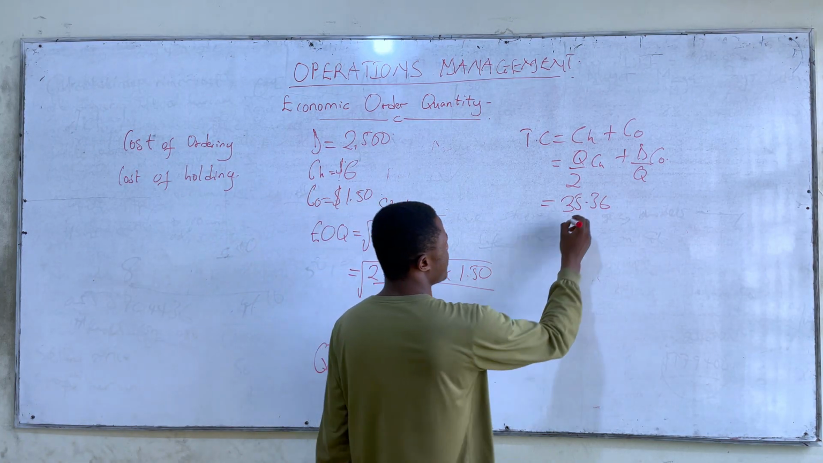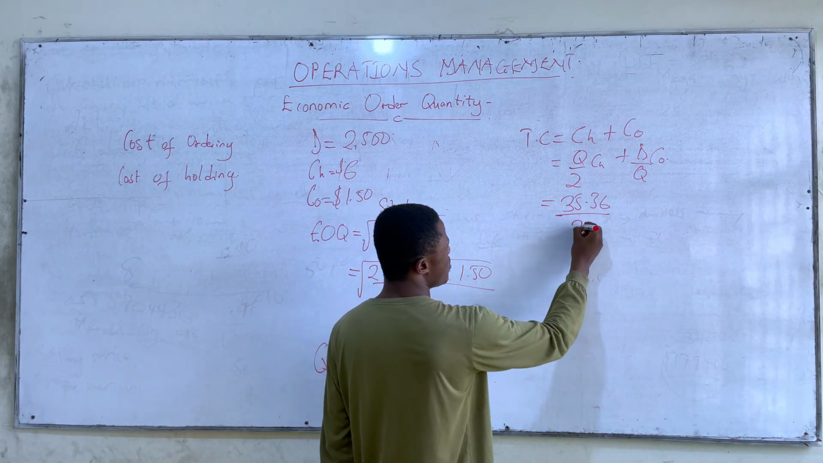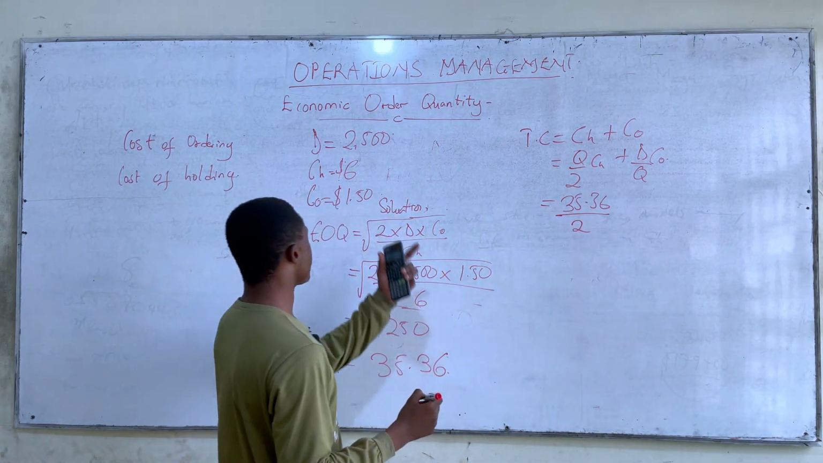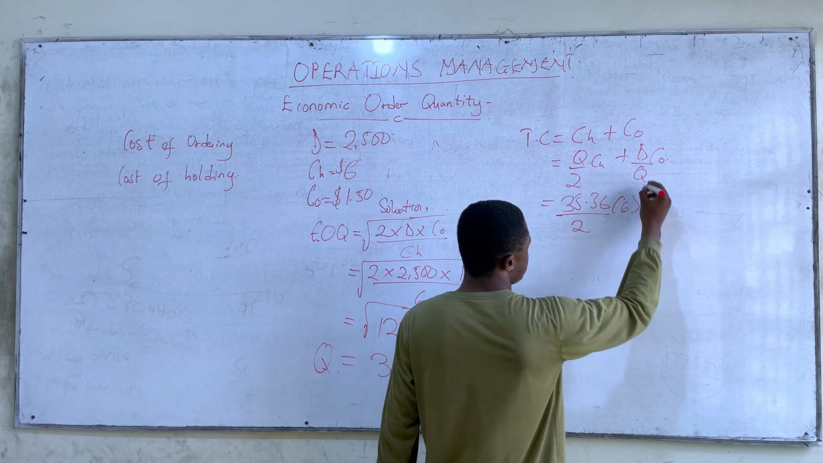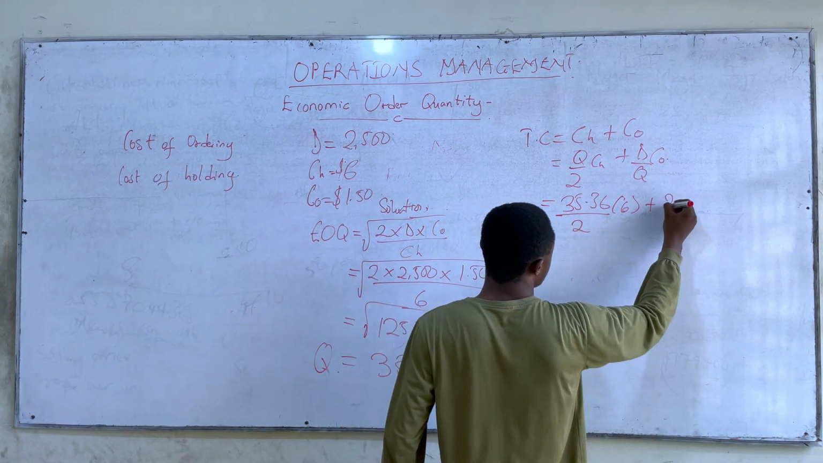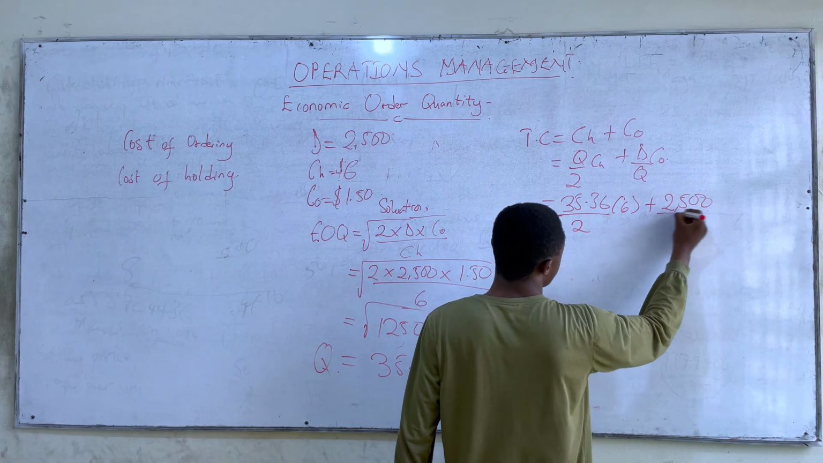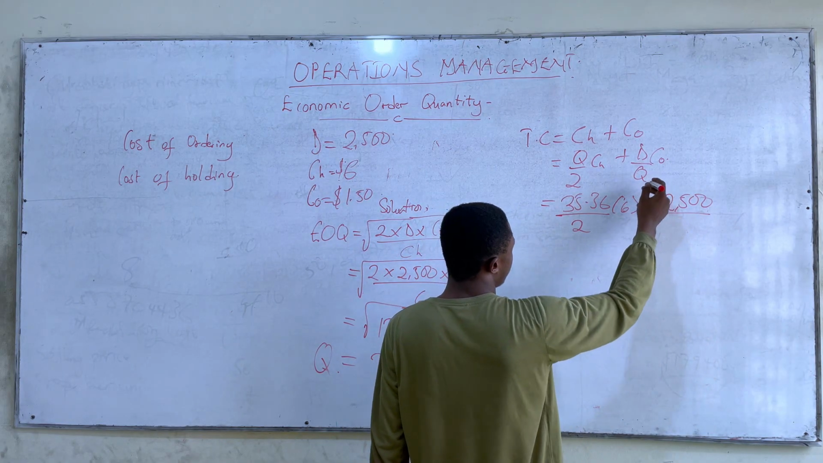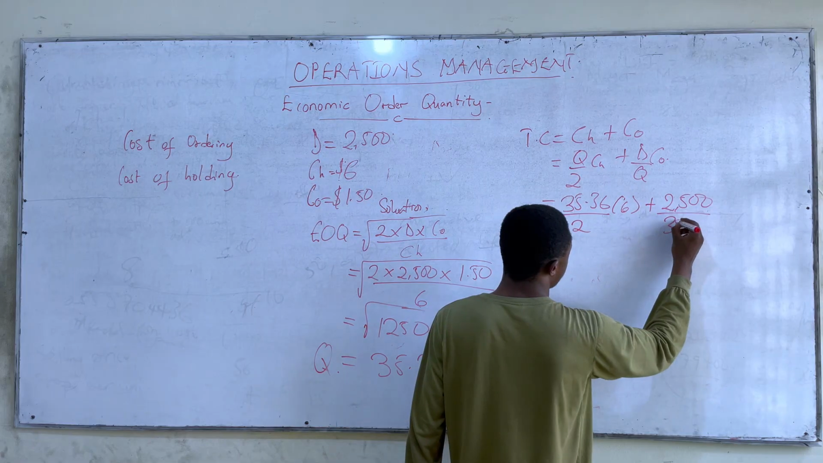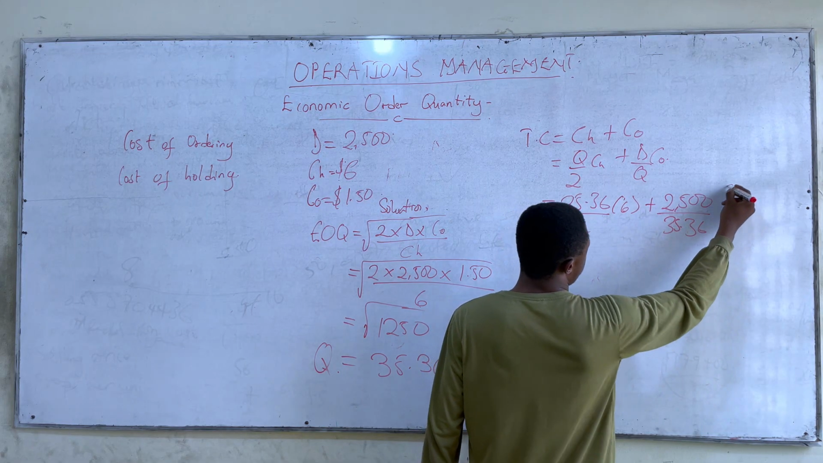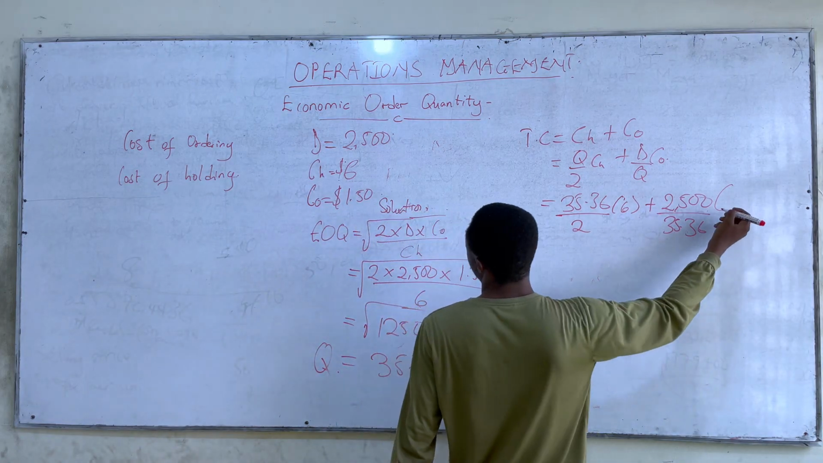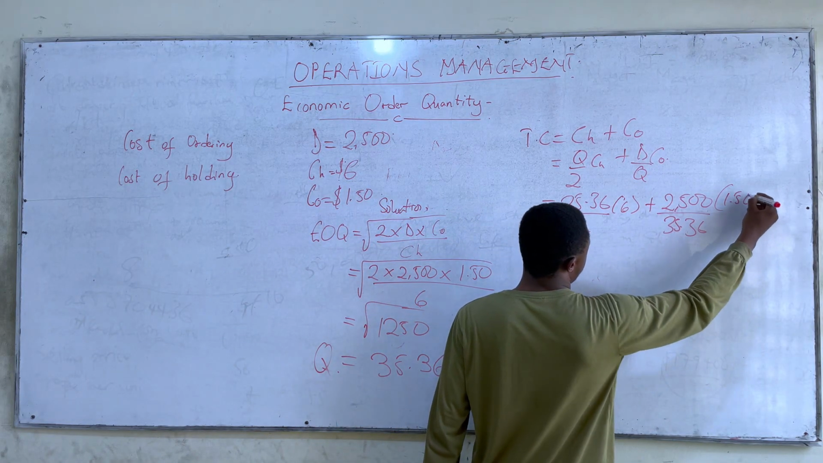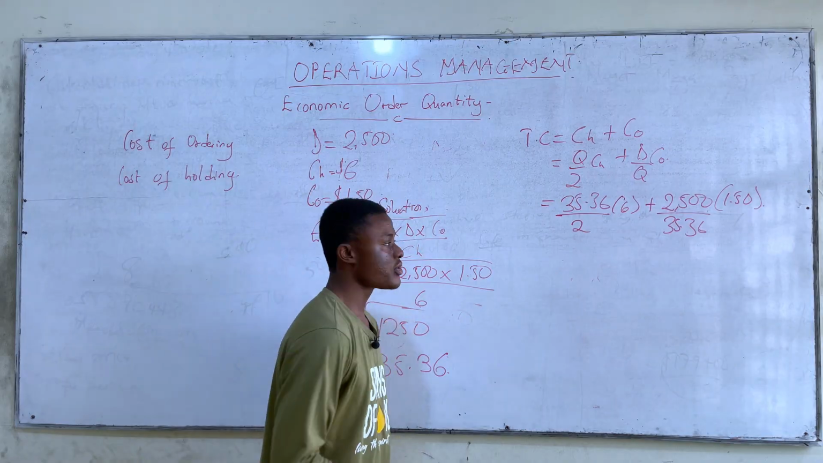So 35.36 divided by 2 times what is the cost of holding per unit? That is 6. Plus demand. Our demand was 2,500 divided by Q. And our Q was 35.36. And what is our cost of ordering? Our cost of ordering is 1.50. Are we good? Great.